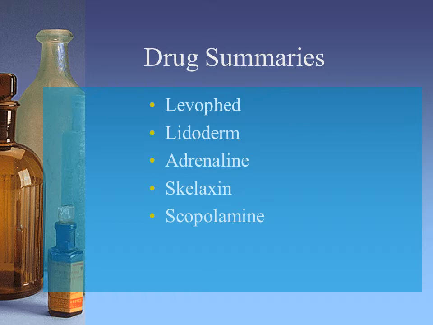So some of the drugs that we're going to be talking about with the peripheral nervous system are Levophed, Lidoderm, adrenaline, Anectine, and scopolamine. So you want to take those 5, research those, and put them into the drug summary form so that we have them to talk about next week when we talk about the peripheral nervous system.